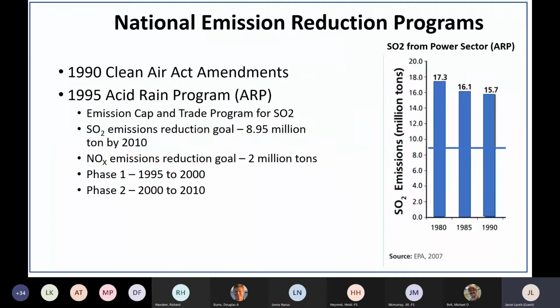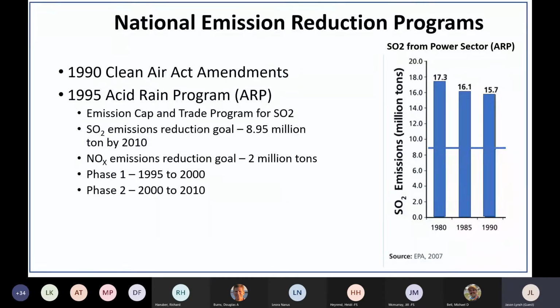Well, through all the assessments that EPA and others did, we all realized that acid rain was a major threat. The evidence was overwhelming, and Congress and the president at the time needed to act, and they acted. And in 1990, they passed the Clean Air Act amendments. As part of the Clean Air Act amendments, the acid rain program was formed.